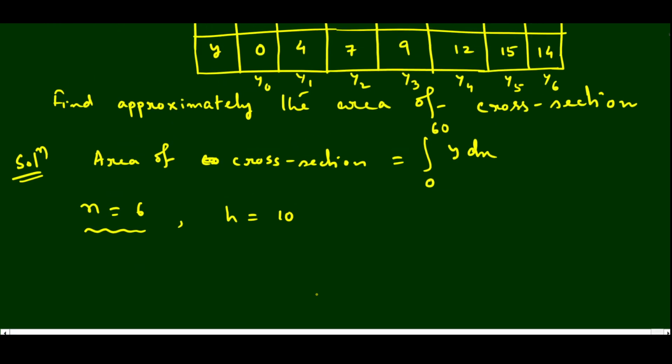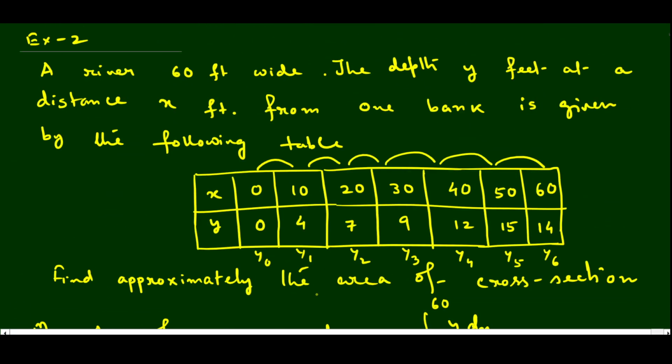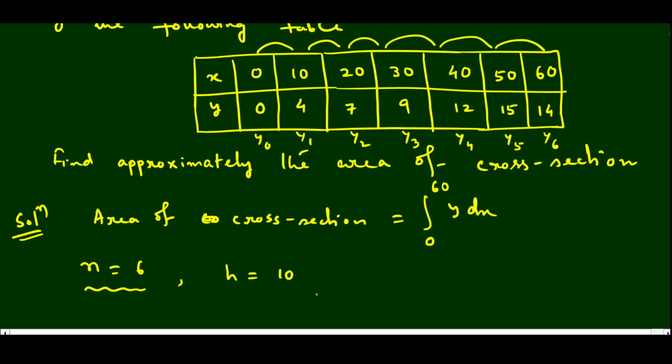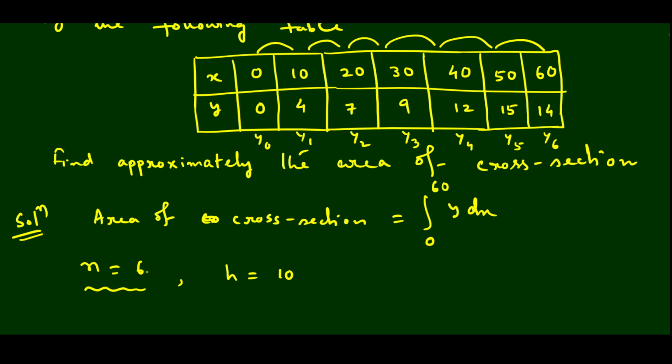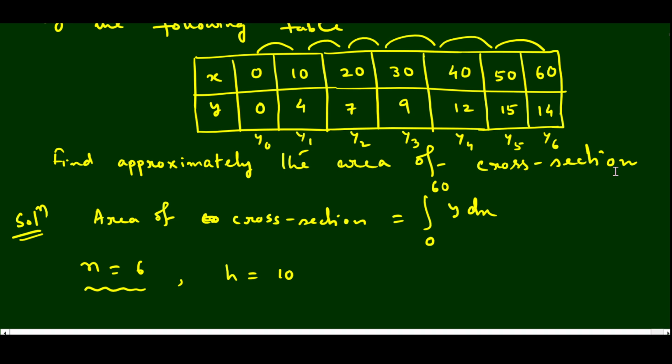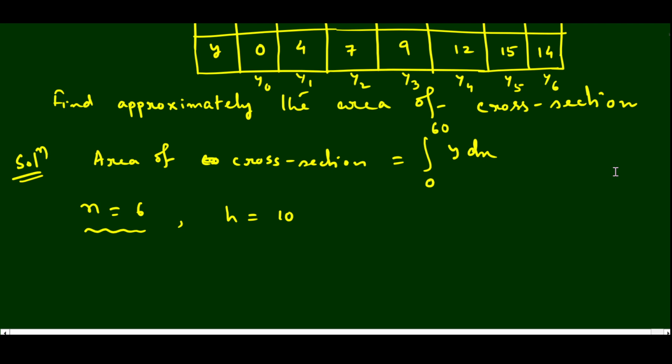So here you see, nothing is mentioned about by which formula you have to find the area. Since 6 is also a multiple of 2, we can use Simpson's 1/3 also. Since in this particular lecture we are discussing only 3 by 8, let us do this particular problem with the 3 by 8 formula.